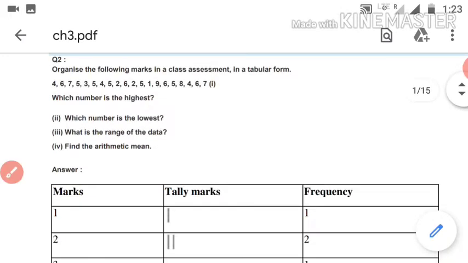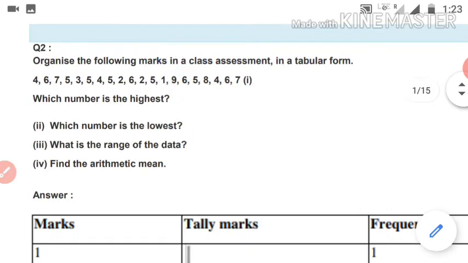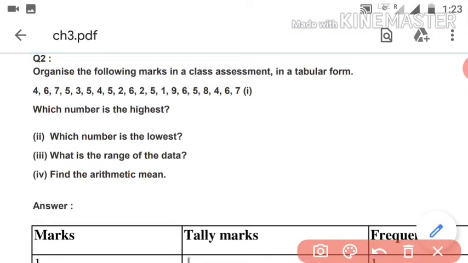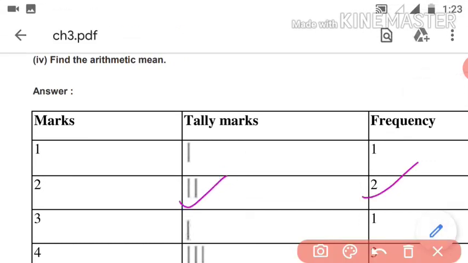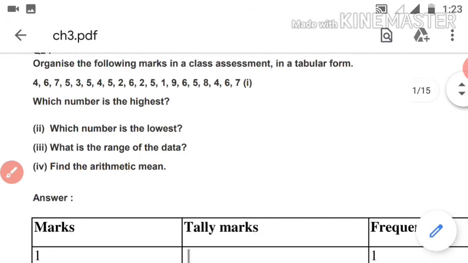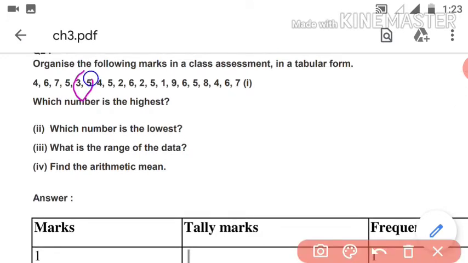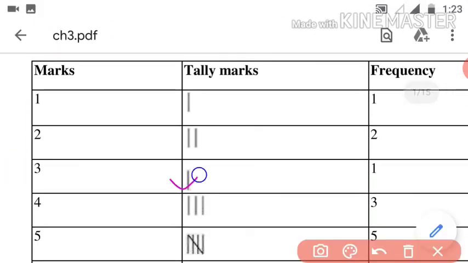Now next, 2. How many students got 2? You can see, 1, 2. Only 2 students got 2 marks, right? So your tally marks will be in this way, and the frequency will be 2. Now for 3, how many 3s are there in the above figure? Only 1 is there, isn't it? So the frequency of 3 will be 1, the tally mark is 1, and the frequency is 1. Now 4.